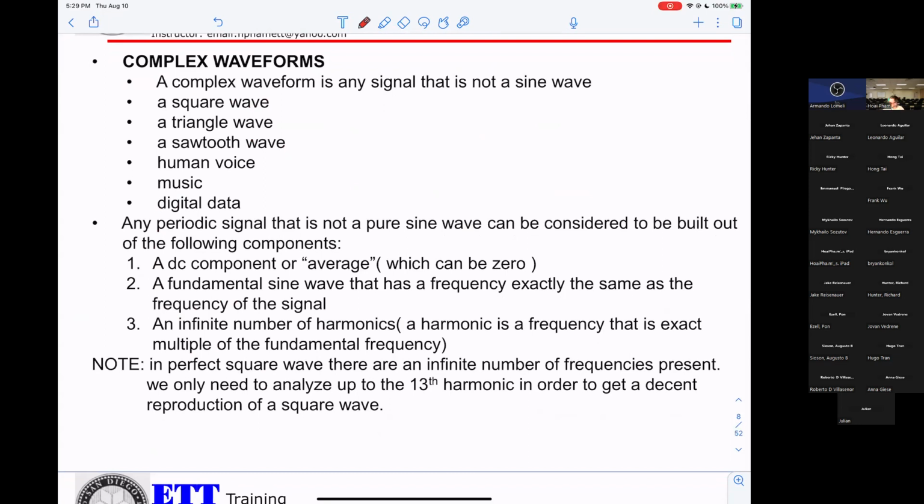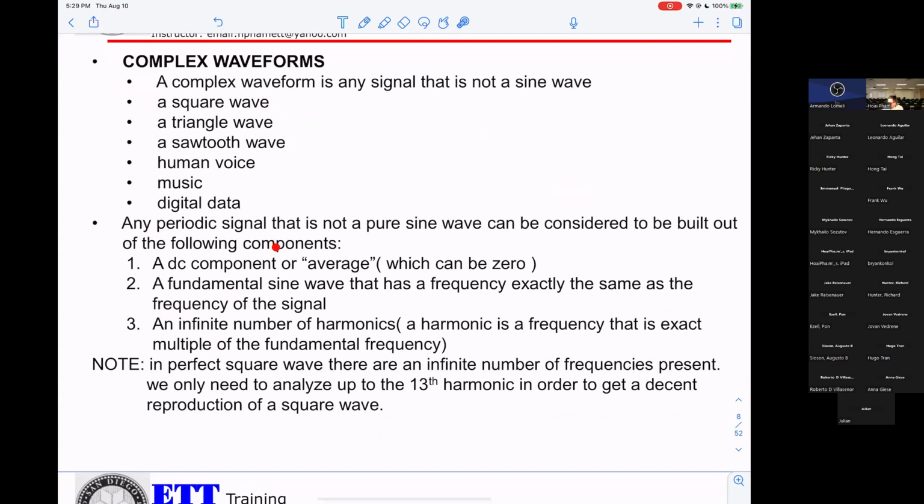Complex waveform. Okay, a complex waveform is any signal that is not a sine wave. It can be a square wave, triangle wave, sawtooth wave, human voice, music, or digital data. That will be a complex waveform.